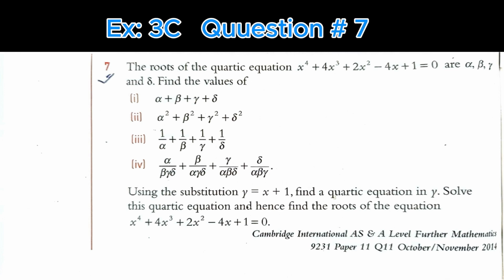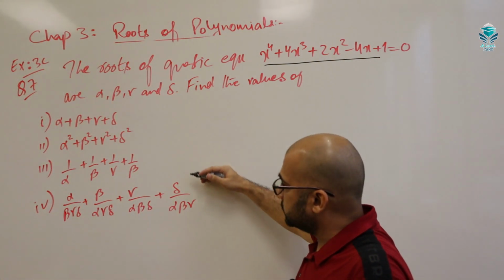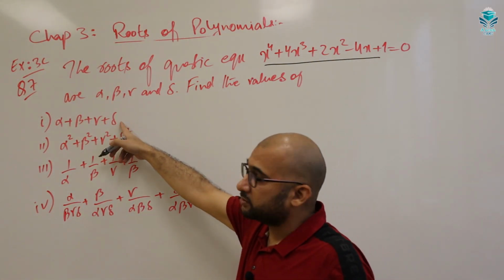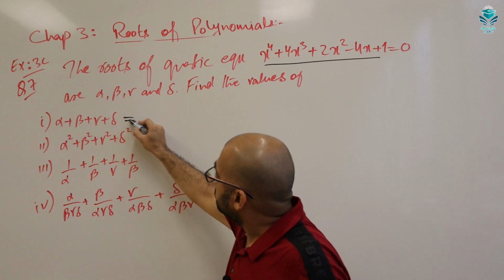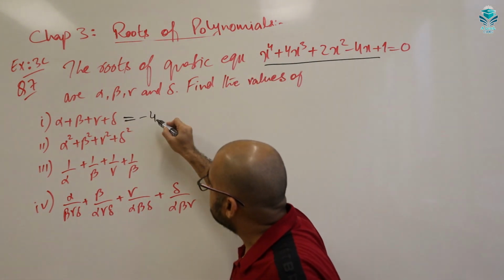In this question we are given a quartic polynomial with the roots alpha, beta, gamma and delta. We have to find the value of these four relations. So students, this is nothing but the sum of the roots. You know the sum of the roots is minus b over a, which is minus 4.